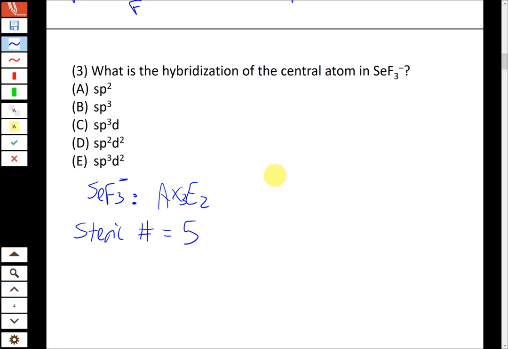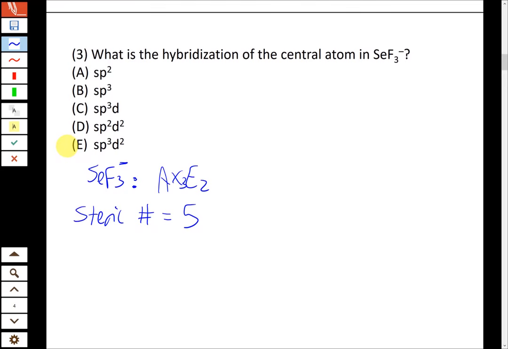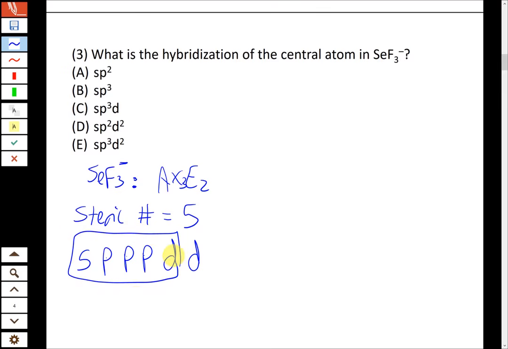And the steric number is going to then determine how many orbitals need to hybridize. So if we have a steric number of 5, we need to hybridize 5 orbitals to generate that trigonal bipyramidal arrangement. The orbitals that we have available for hybridization are an s orbital, 3 p orbitals, and up to 2 d orbitals, which can sometimes come into play. We need to hybridize 5 of them, so we just take the first 5: 1, 2, 3, 4, 5. That would give us sp3d hybridization, which would be answer choice C once again.